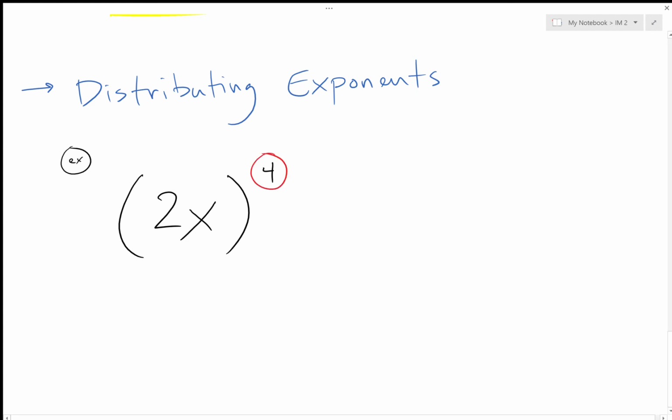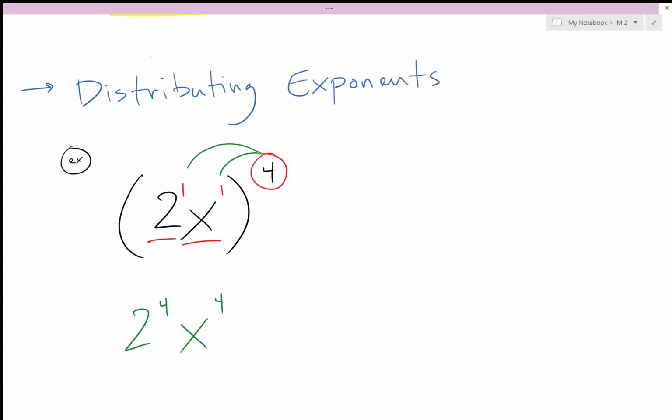I've got 2 pieces inside, the 2 and the x. Right now, the 2 has an exponent of 1 because we don't see it. The x has an exponent of 1 because we don't see it. So what we're going to do is multiply this 4 to every exponent inside. So now I have 2, and 1 times 4 is 4, and then x to the 1 times 4 is also 4. And for the sake of our lessons right now, you've distributed it, parentheses are gone. That's an okay answer for right now.